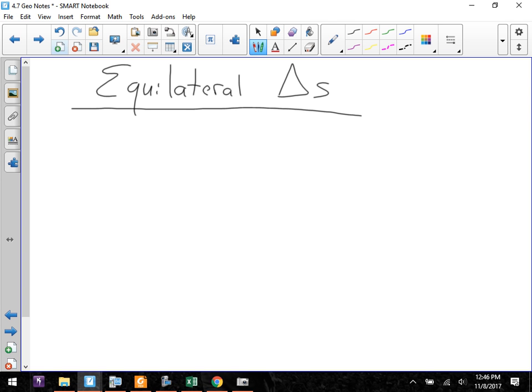Oh my. What do you know about equilateral triangles? All the sides are equal. Not yet. Wait, is that like an abbreviation? Not really. Oh my.